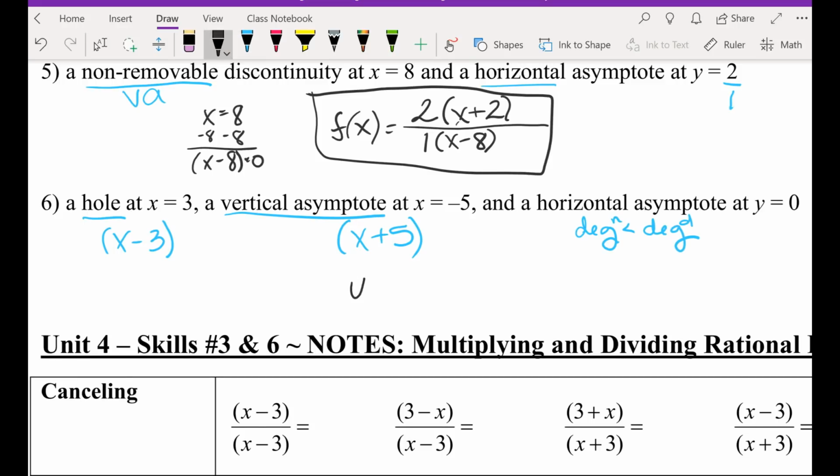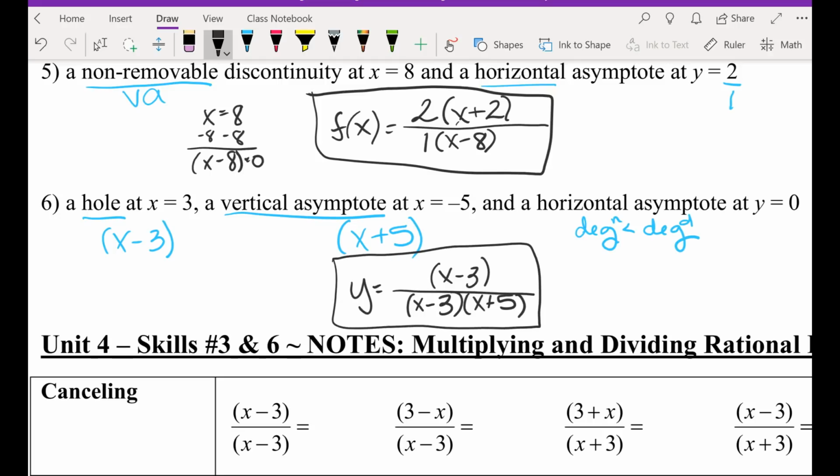So I'm going to say y equals, I have a hole from x minus 3. So that's in the numerator and the denominator. I have a vertical asymptote. x plus 5 gives me that, so that has to be in the denominator. I need the degree of my numerator, up here, to be smaller than that of the denominator. It is already, so I'm done. You can add stuff if you would like, but make sure that you hold true to all the different characteristics that were given to you.